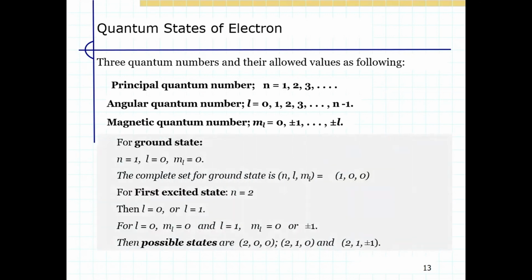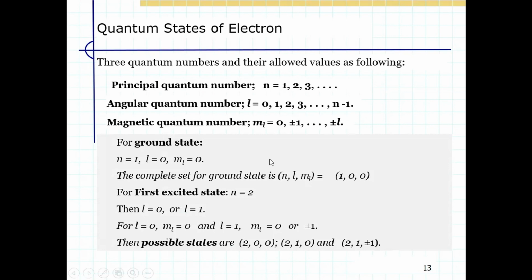We have already seen that if we want to write down the possible total signature or the address of the electron, say for n equal to 1, the ground state, then L is less than 1, so it is 0, and ML can have only value 0. So the complete set for the ground state is 1, 0, 0.